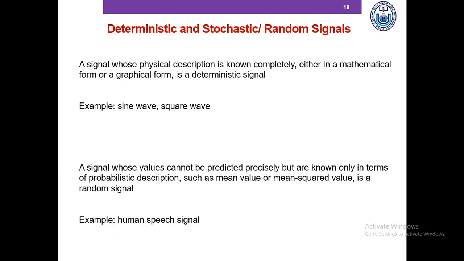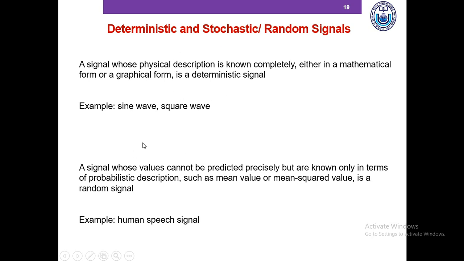I'm going to talk about one last classification of signal: deterministic signal versus stochastic or random signal. So what is a deterministic signal? A deterministic signal is a signal whose physical description is completely known to us. It could be either a mathematical equation of the signal, or it could be a graphical form, but we know it. So in short, a deterministic signal is a signal that can be expressed using a mathematical equation.